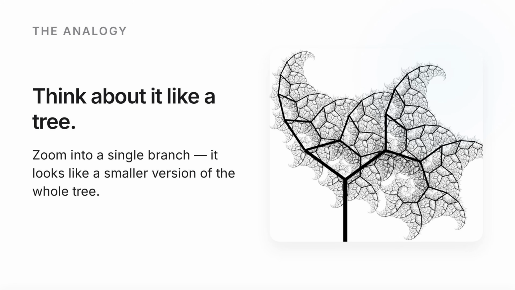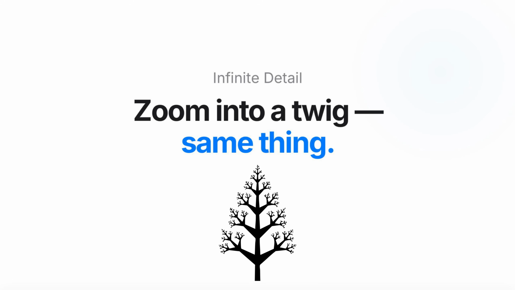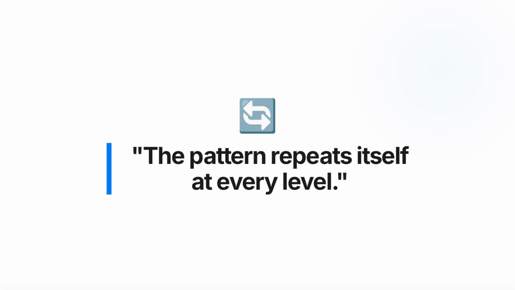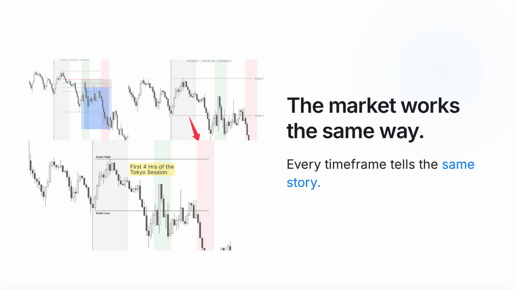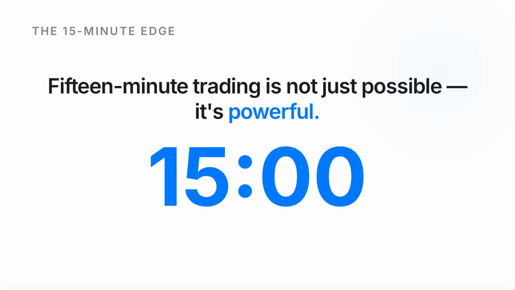Think about it like it's a tree. Zoom into a single branch, it looks like a smaller version of the whole tree. Zoom into a wing, the same thing. The pattern repeats itself at every level. The market works the same way. Every time frame tells the same story. And this is a principle that makes 15-minute trading not just possible, but actually more powerful in many ways than sitting there and watching every single 1-minute candle.